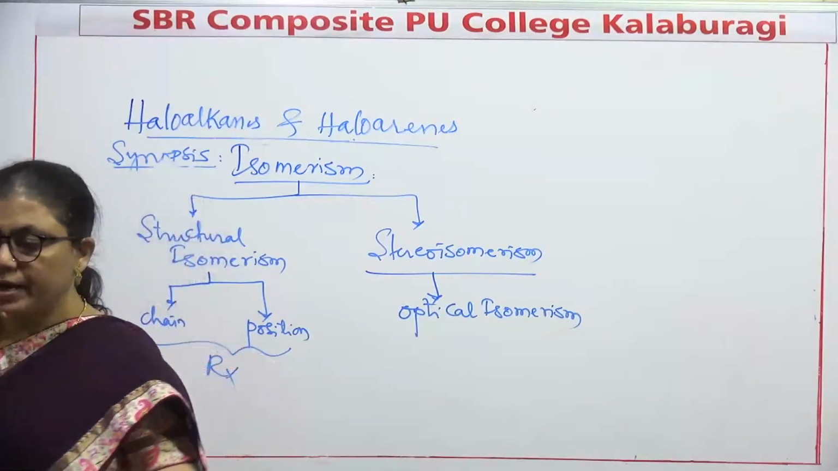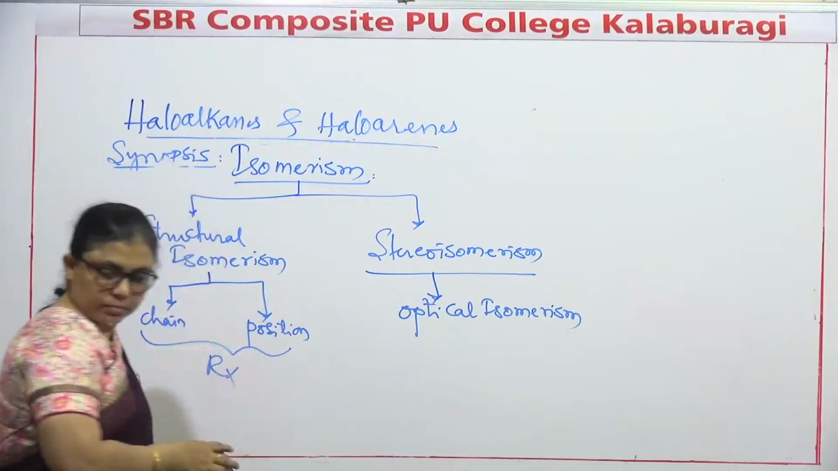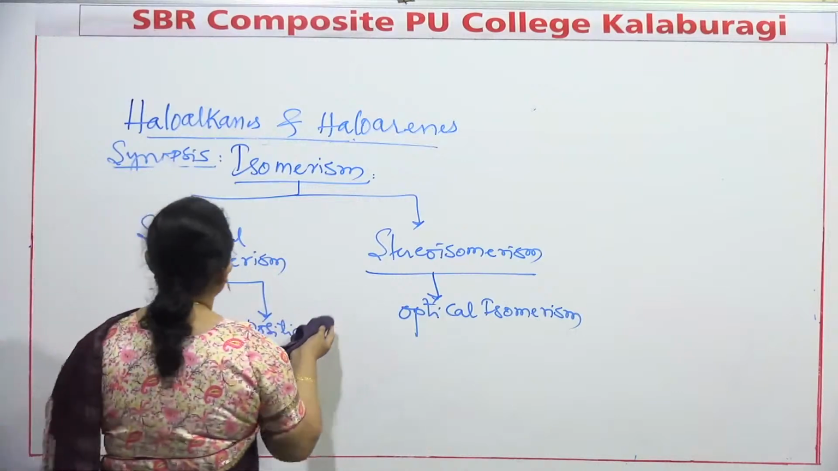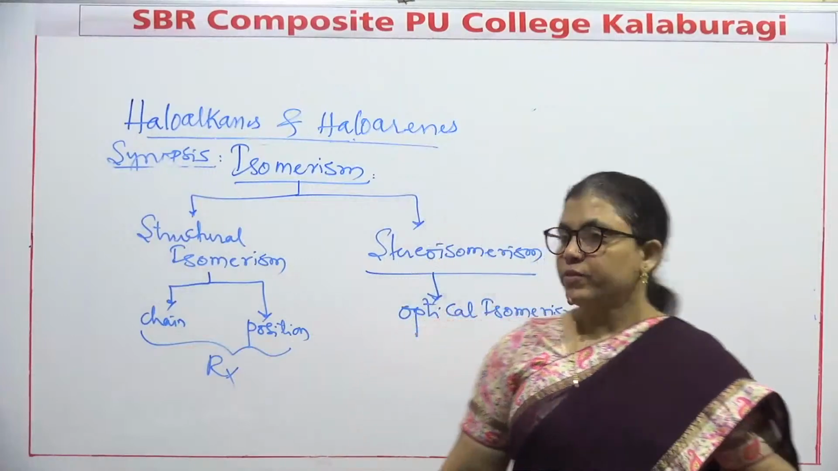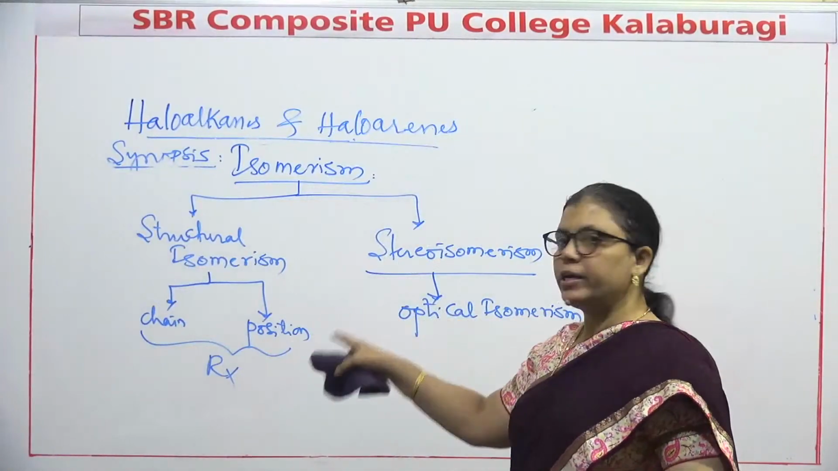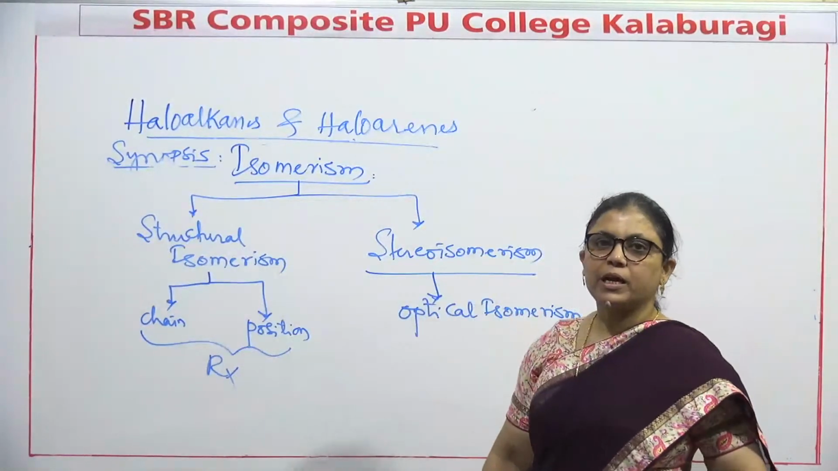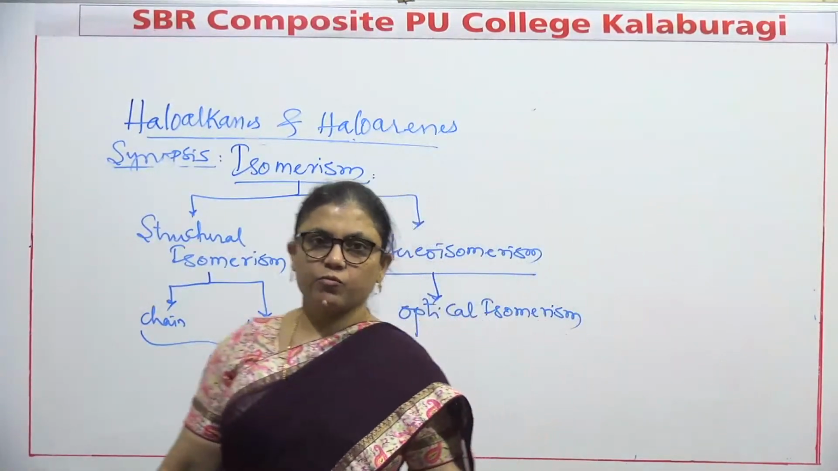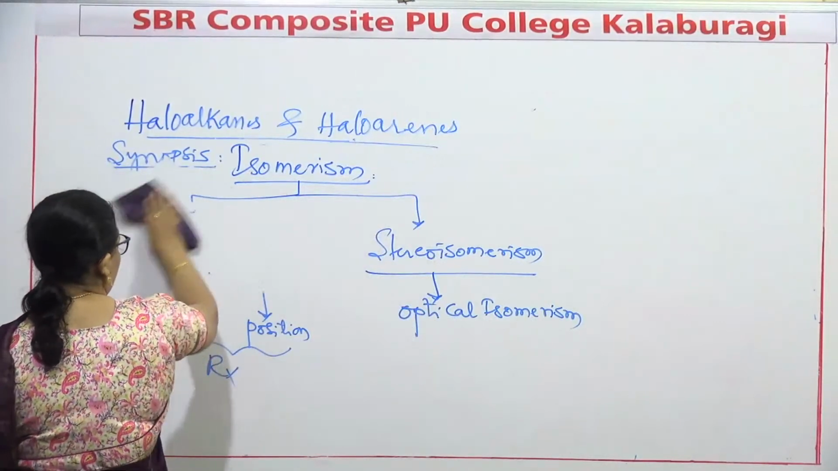Whenever we are dealing with haloalkane and haloarene, in case of structural isomerism we have to discuss two isomerisms, that is chain and position isomerism, and in case of stereoisomerism, optical isomerism. Let us move to structural isomerism in detail.